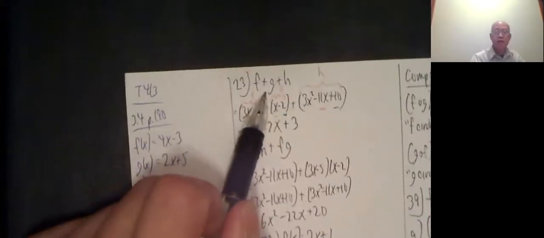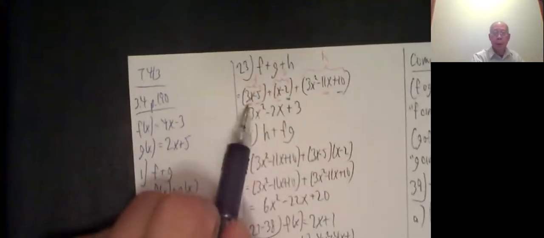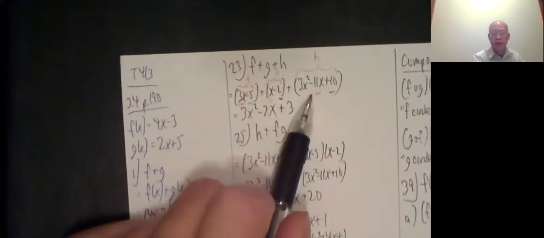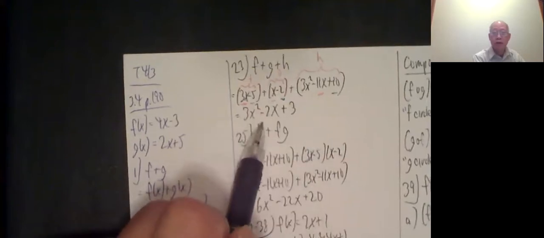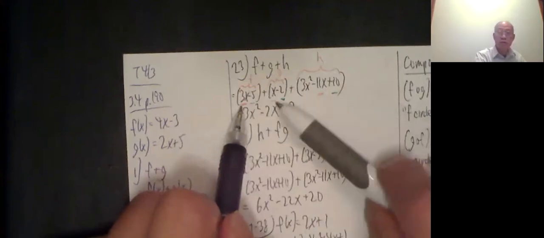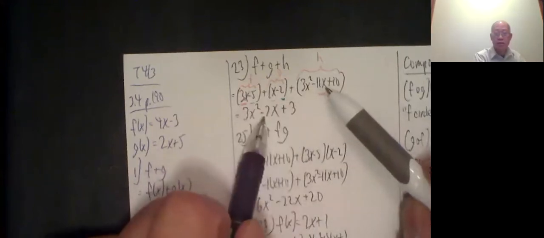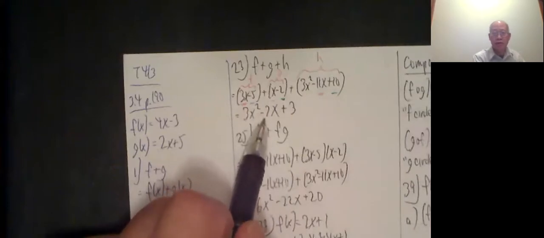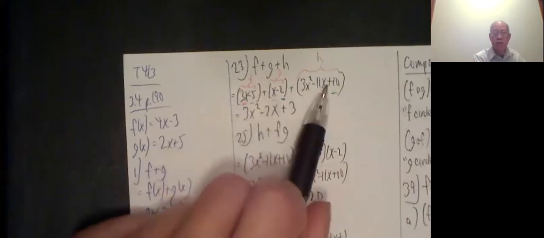f plus g plus h means you just add all three functions up. So here's f, here's g, here's h. Just add them up. So 3x squared minus 2x, that's 3x plus x minus 11x. Sorry, that should be a minus 7x, so minus 7x. And then plus 3 because it's negative 5 minus 2, which is negative 7 plus 10.